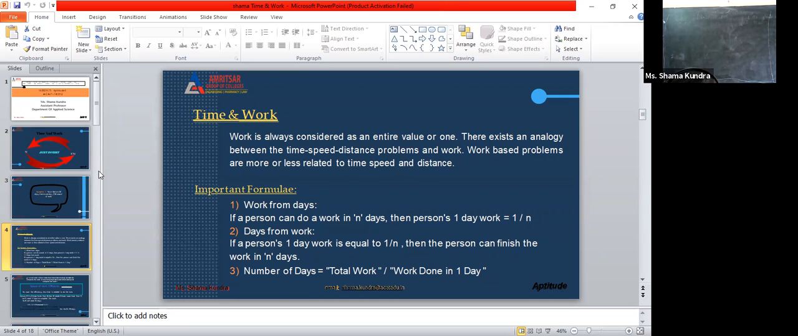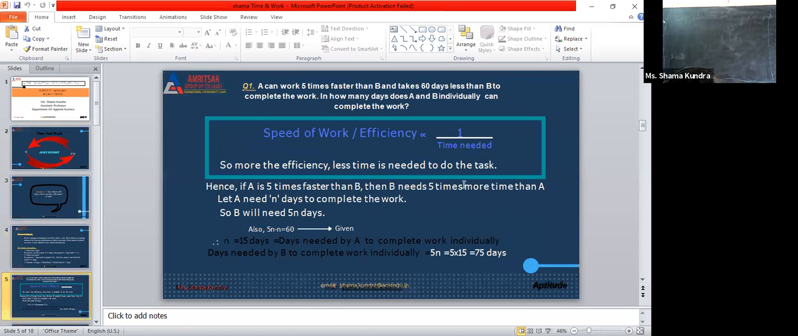So these two very simple things are common sense. These two will be used for solving sums related to time and work. Let us see how to apply inversion and these small tricks to solve the sums. Here are some formulas: work from days, days from work, and number of days. Now see one example question.